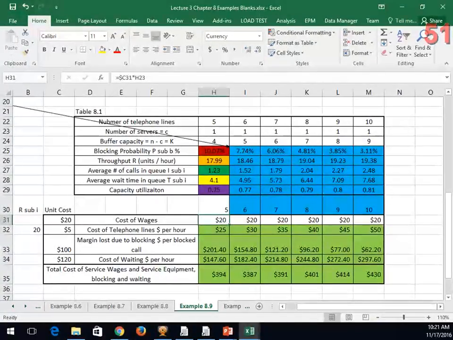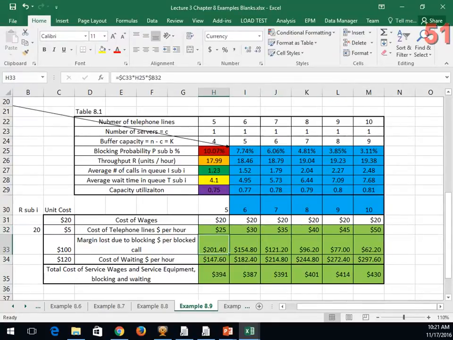If I have one server, that costs me $20 per hour. And in this example, I'm keeping one server all the way across. But my telephone lines cost me $5 per line per hour. So here I have 5 total lines, so 5 times 5 is 25. Here I have 6, 5 times 6 is 30, and so on.